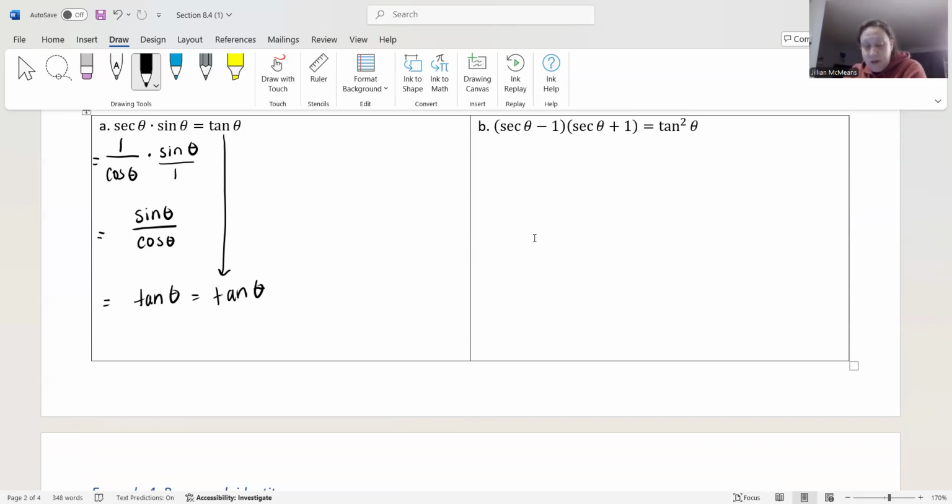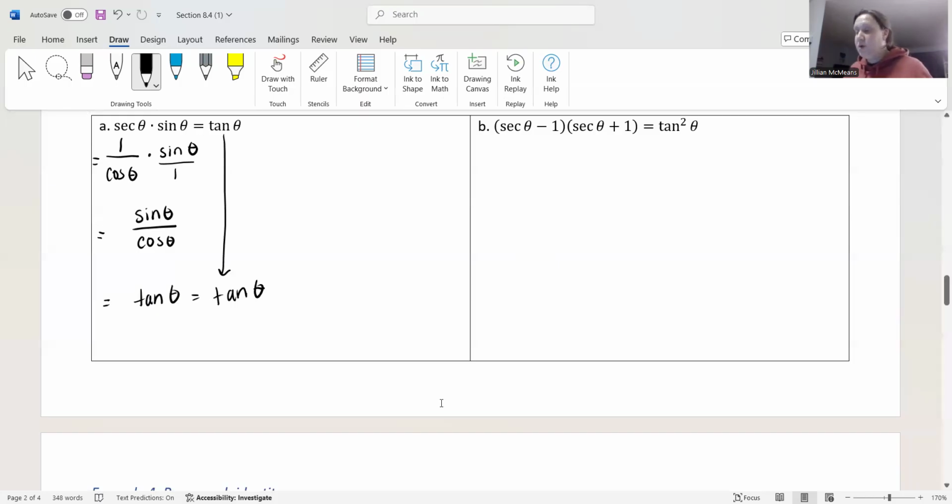So for part B, I have secant of theta minus 1 times secant of theta plus 1 equals tangent squared of theta. Okay, so that's a lot. Let's see what we can do. So we're going to start with the left-hand side. There's just kind of more going on with the left-hand side. So can we show that secant of theta minus 1 times secant of theta plus 1 is equal to tangent squared of theta? And what I would do here is maybe look at simplifying this.